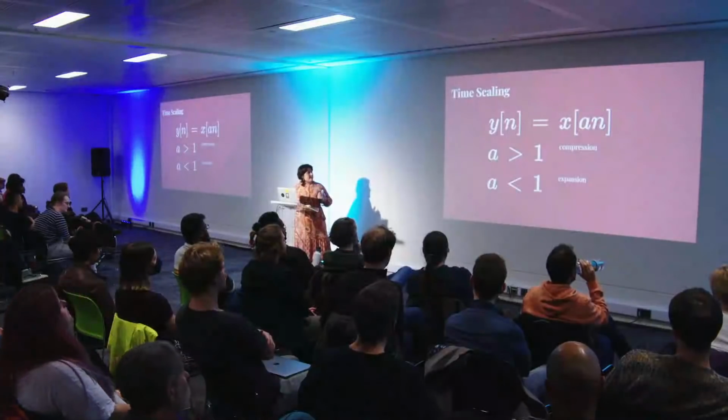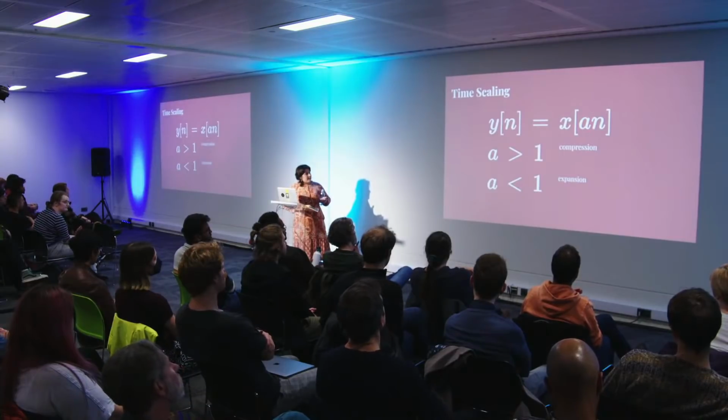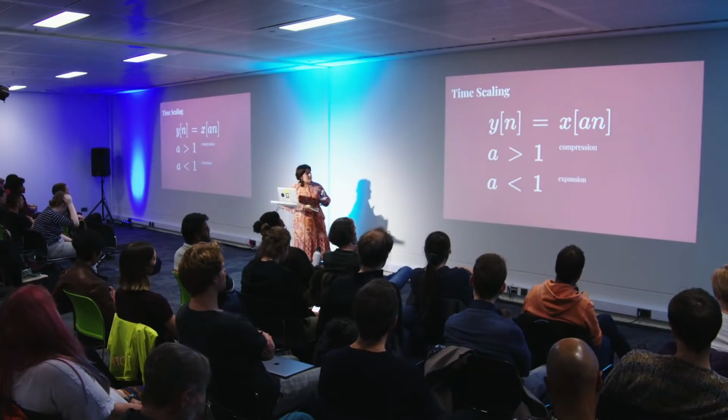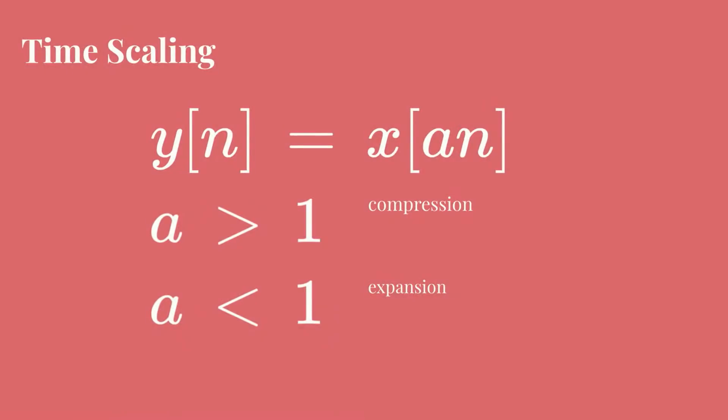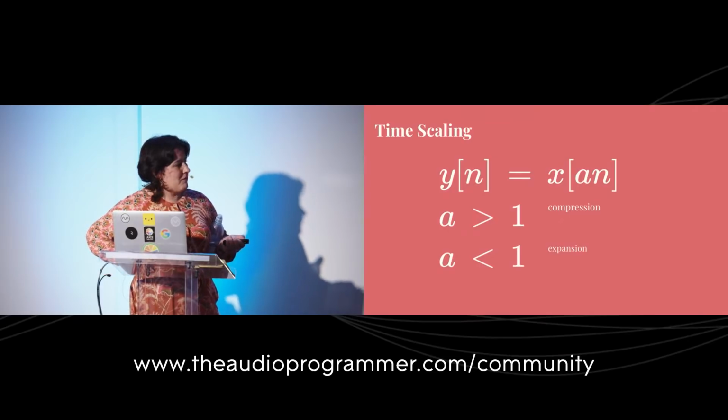Final operation is time scaling. Time scaling is denoted by a scaling factor a that goes inside the brackets next to n. So we're multiplying n by some scaling factor. What we need to know here is that when a is larger than 1, we have a compression, and when a is smaller than 1, we have an expansion. This is another one of those things in signal processing which is a bit counterintuitive, like with the shift, when you think it would be positive going forward and negative going back. But yeah, it's just one of those things, and we'll see what I mean next.